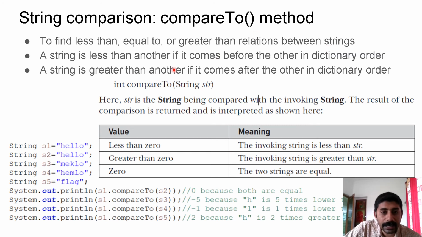A string is less than another string if it comes before the other in dictionary order. A string is greater than another string if it comes after the other in dictionary order. So we are talking about dictionary order. With respect to dictionary order, whether a string is less, greater, or equal. So here you have examples. Hello, s1 dot compareTo s2. Both strings are equal, so it will yield 0. Like that you can perform the comparisons.